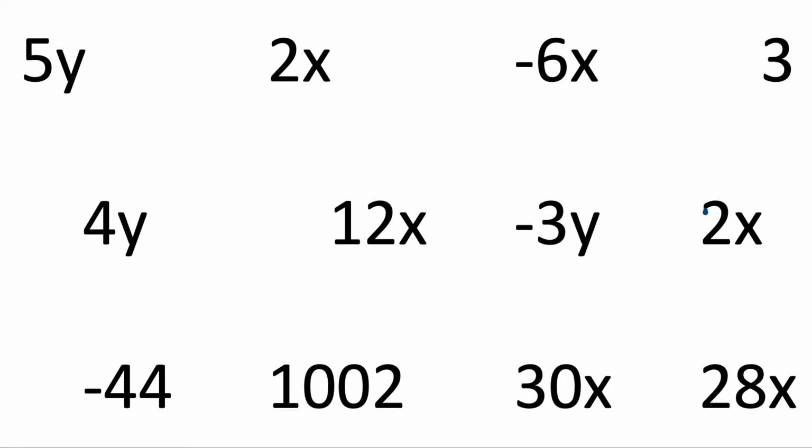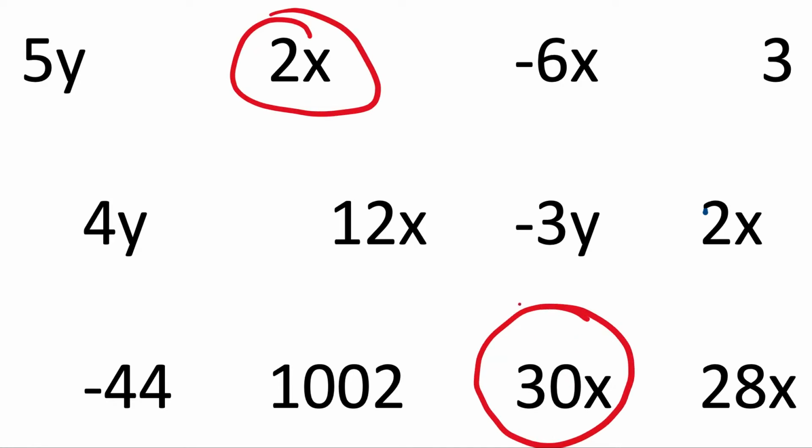So just as some notes, if I was to circle this 2x and this 30x, the reason those are like terms is because they end in the letter X. It doesn't have anything to do with the numbers in front. It's the ending, almost as a label. Think apples to oranges, Nike, Adidas, McDonald's, Burger King.